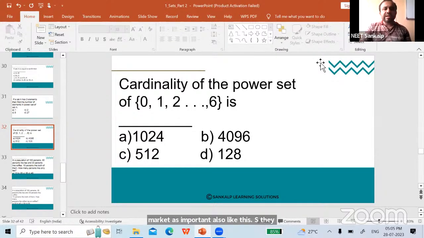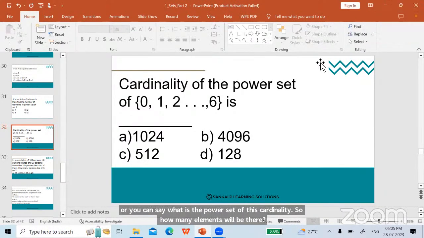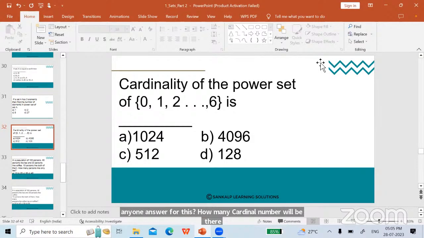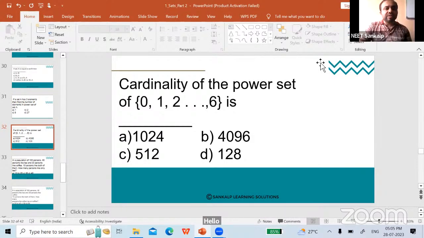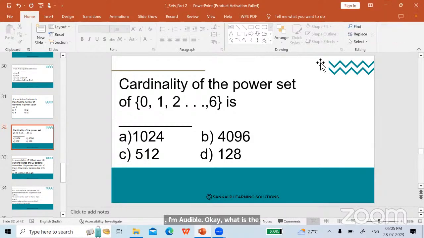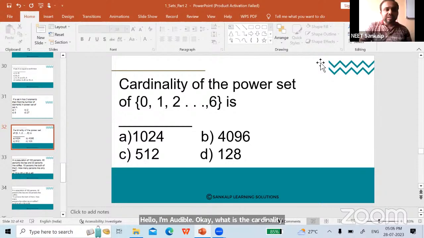Okay. So the cardinality of the power set of 0 to 6. 6 is the last number here. So what is the cardinality of the power set of this? How many elements will be there? Can anyone answer for this? How many elements will be there? 7. Hello, am I audible? Okay, what is the cardinality of this? 7. Total numbers are 7, since 0 is included. So 0 to 6 is 7.